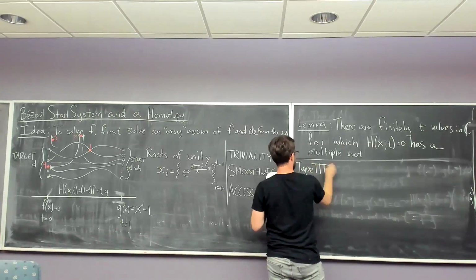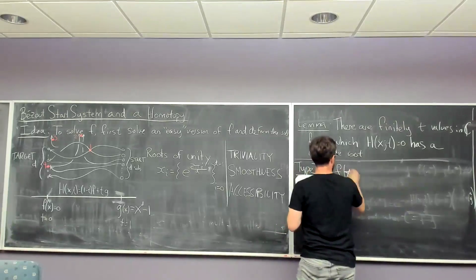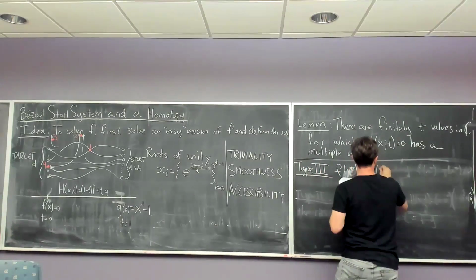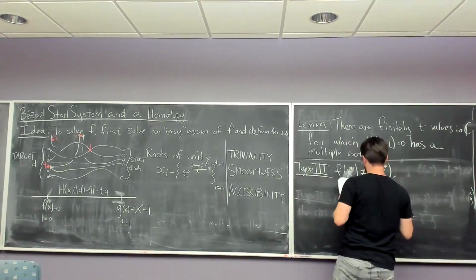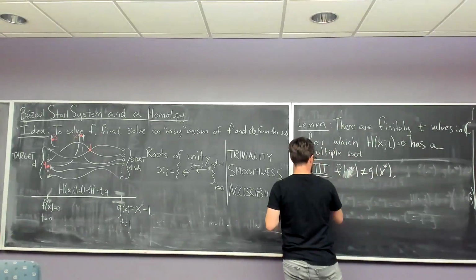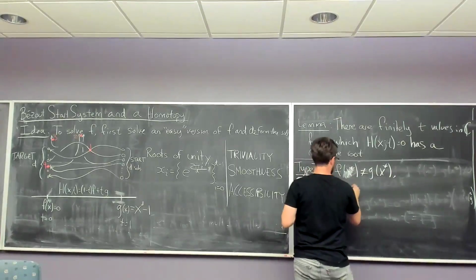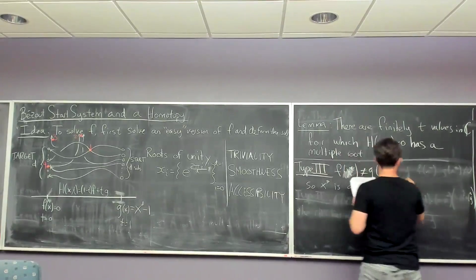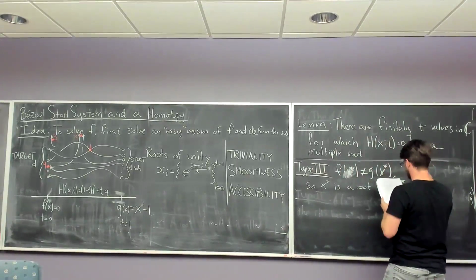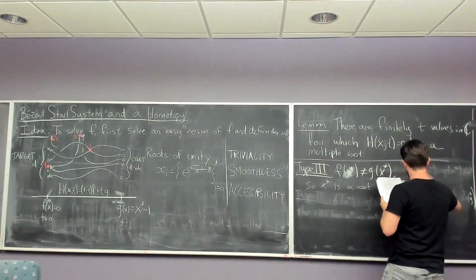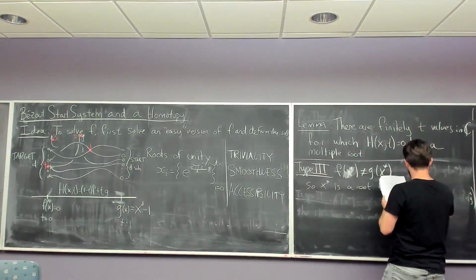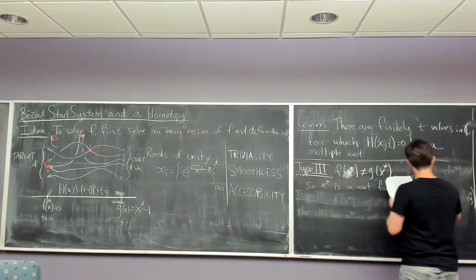Type 3. x star is not equal to g of x star. Okay, so x star is a root for t star equaling, again, this, so you can solve for t in the homotopy after you plug in x star.